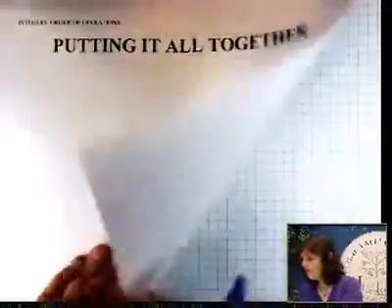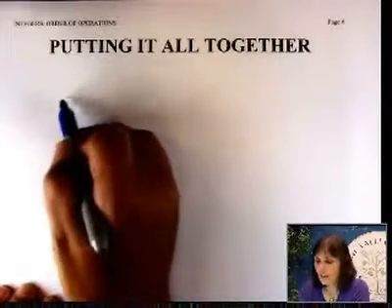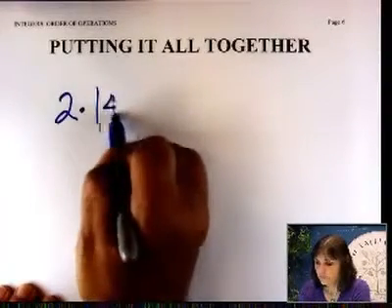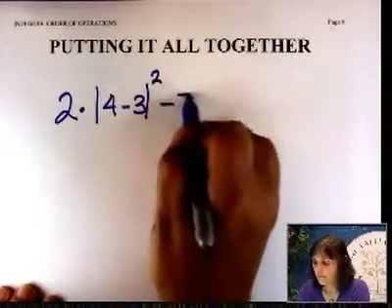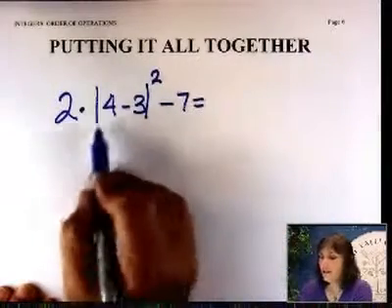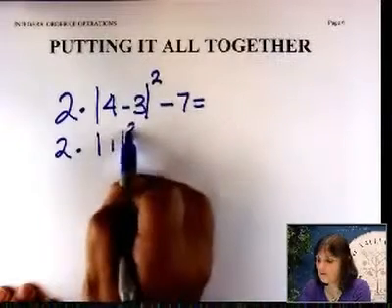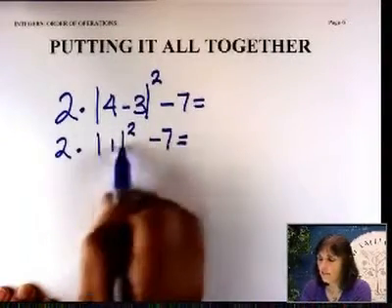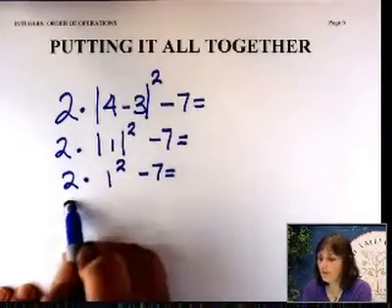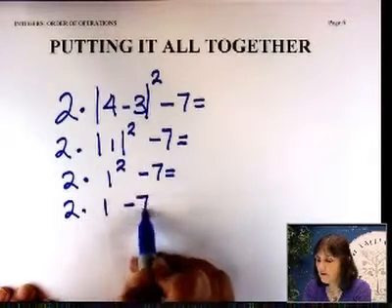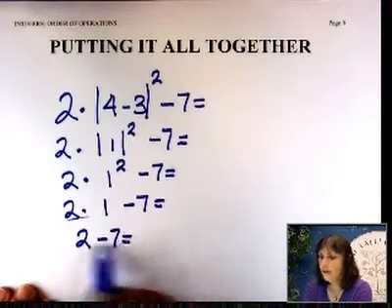Putting it all together, let's look at something like this, and we're going to do more of that. All right, so let's look at that. Absolute value first. 4 minus 3, that's 1. Do the absolute value first. I know 1 to any power is 1, so I'm doing the exponent next. Then I have a multiplication, I'll do that next. And finally, I do the subtraction.